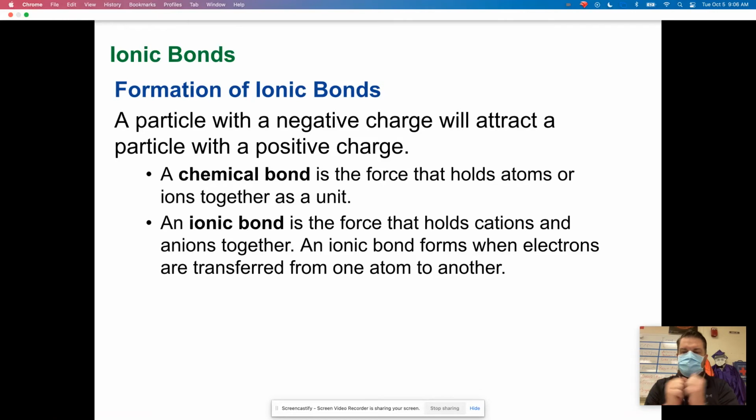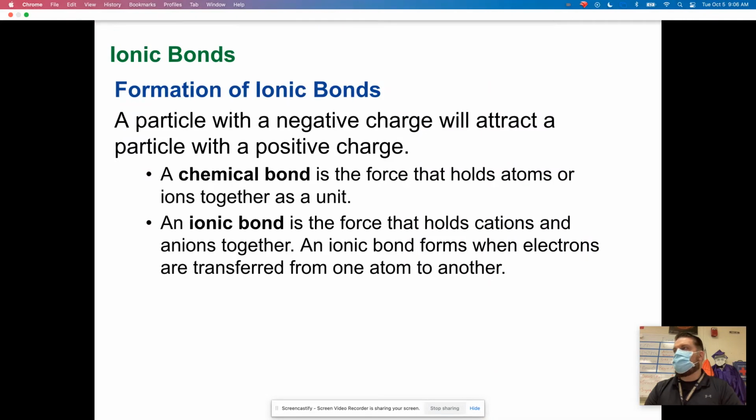Remember that opposite charges attract. So a chemical bond is the force that holds atoms and ions together as a unit. An ionic bond is the force that holds cations and anions together. An ionic bond forms when electrons are transferred from one atom to the other.